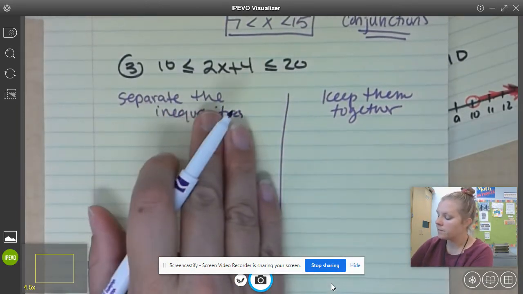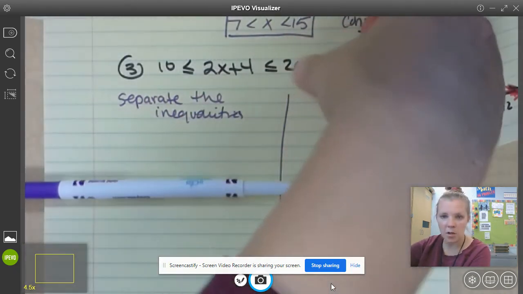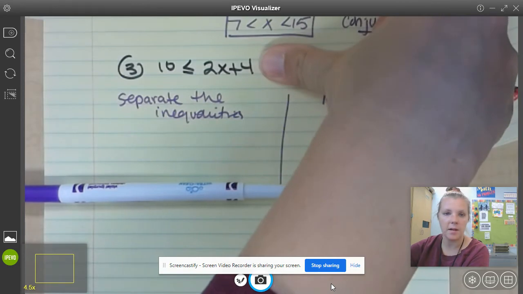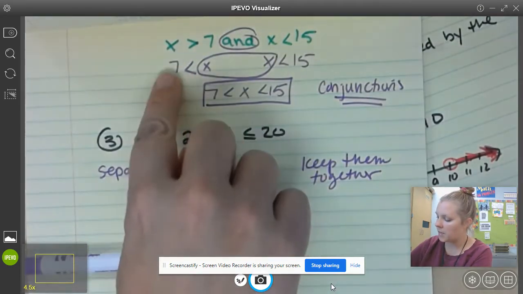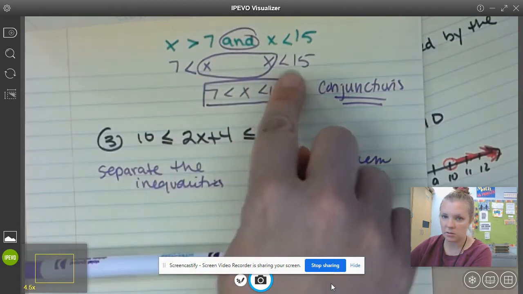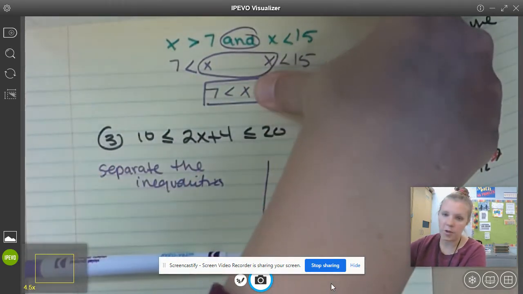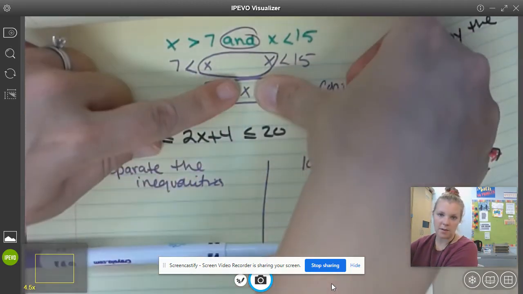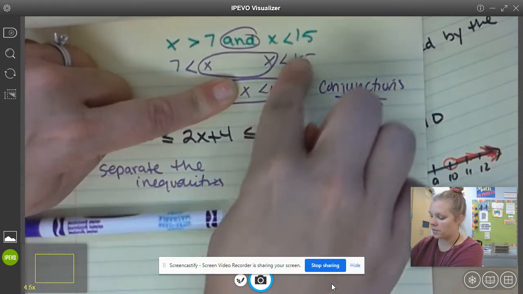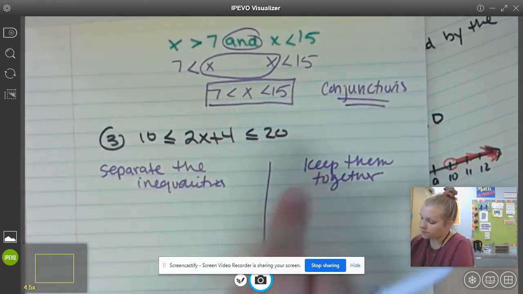To separate them, we're going to take this and we're going to cover up from the inequality symbol behind. We're going to cover that up. This is one of the inequalities. Just like this problem, it could be x is greater than 7 and x is less than 15. We push them together, and if we cover this up, these two inequalities are the same, and if we cover this half up, then these two are the same. We can do the same thing here. We can separate these two.